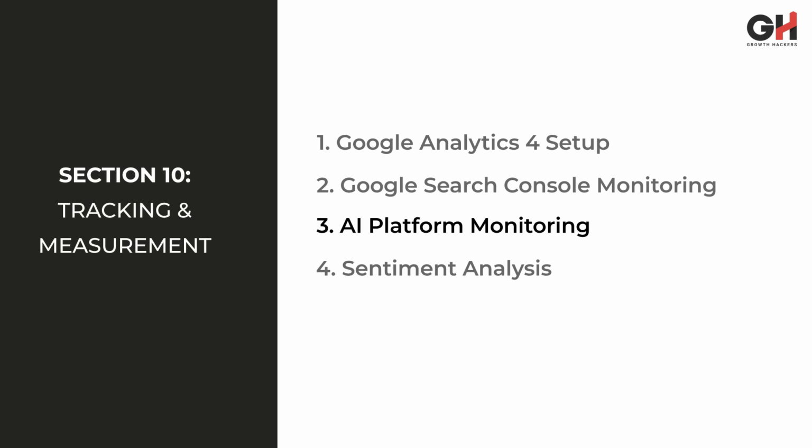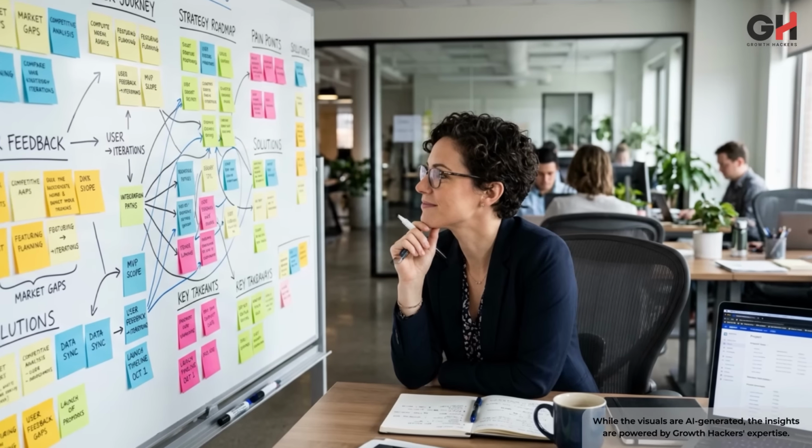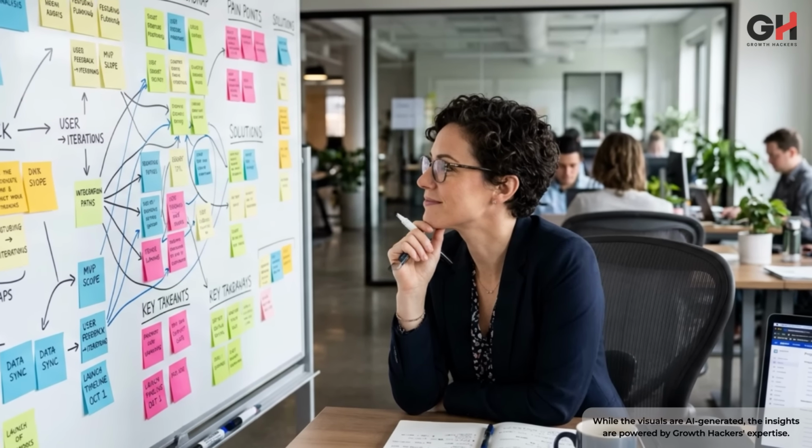Point number 3. AI platform monitoring. Manually test your brand queries across all major AI platforms. ChatGPT, Perplexity, Google AI Overviews, Claude, Bing Copilot. Document accuracy, positioning, missing information. Track brand mentions, sentiment, context. The result? You discover how AI describes your brand to users.